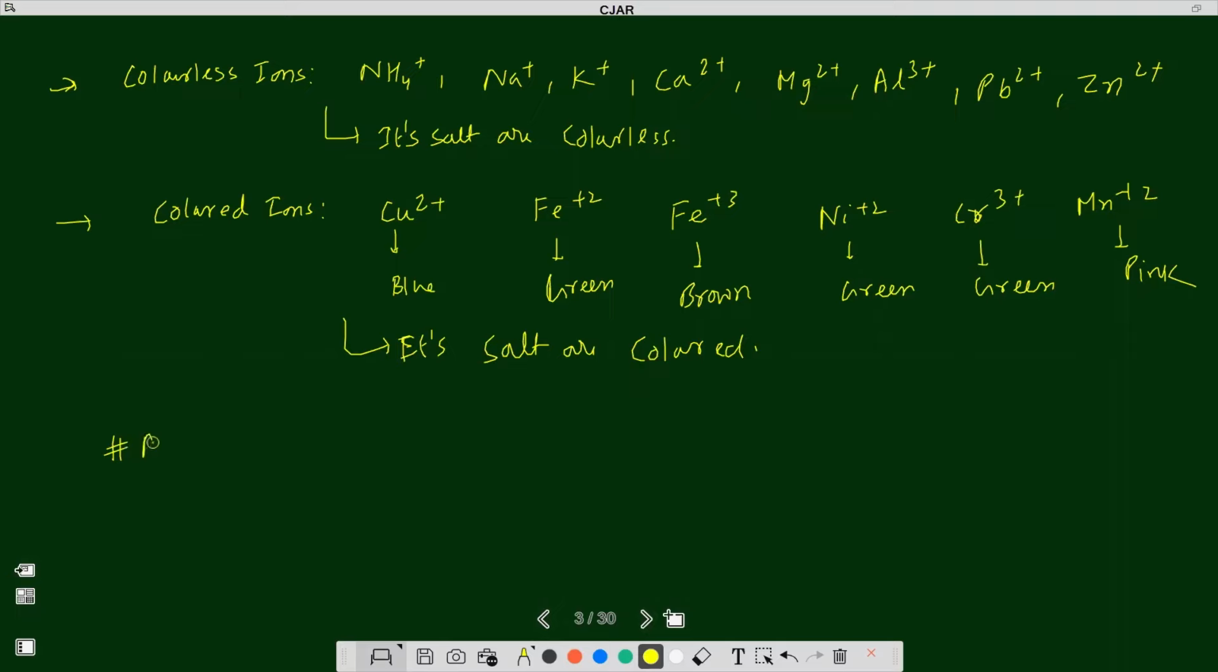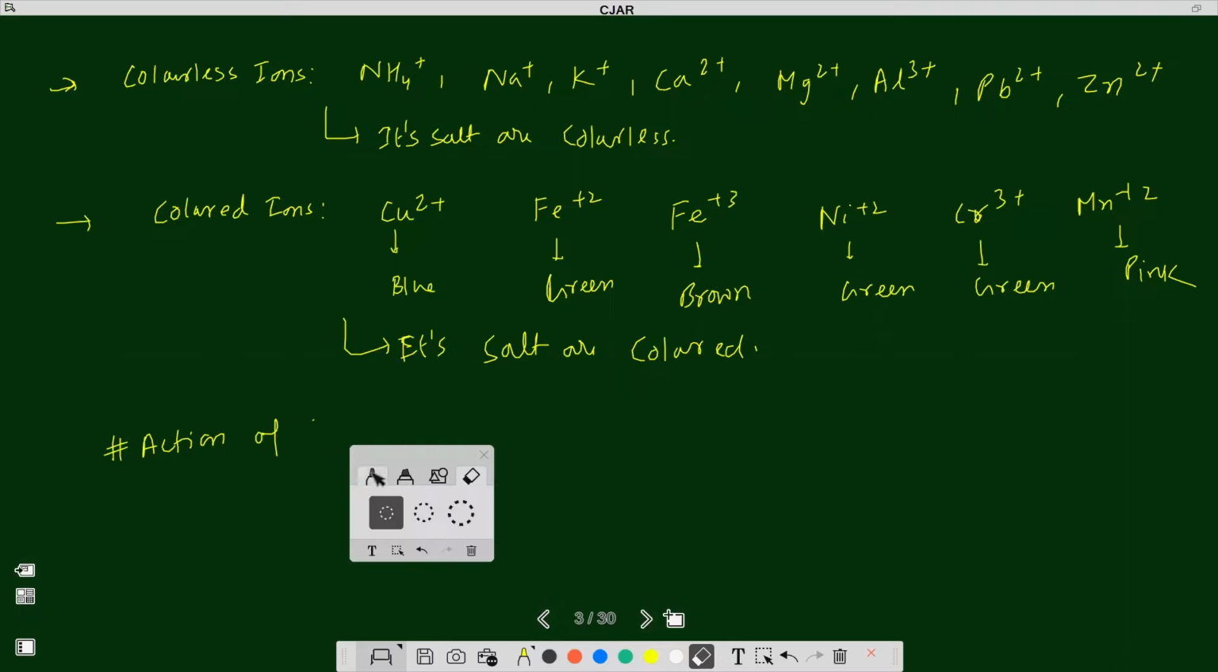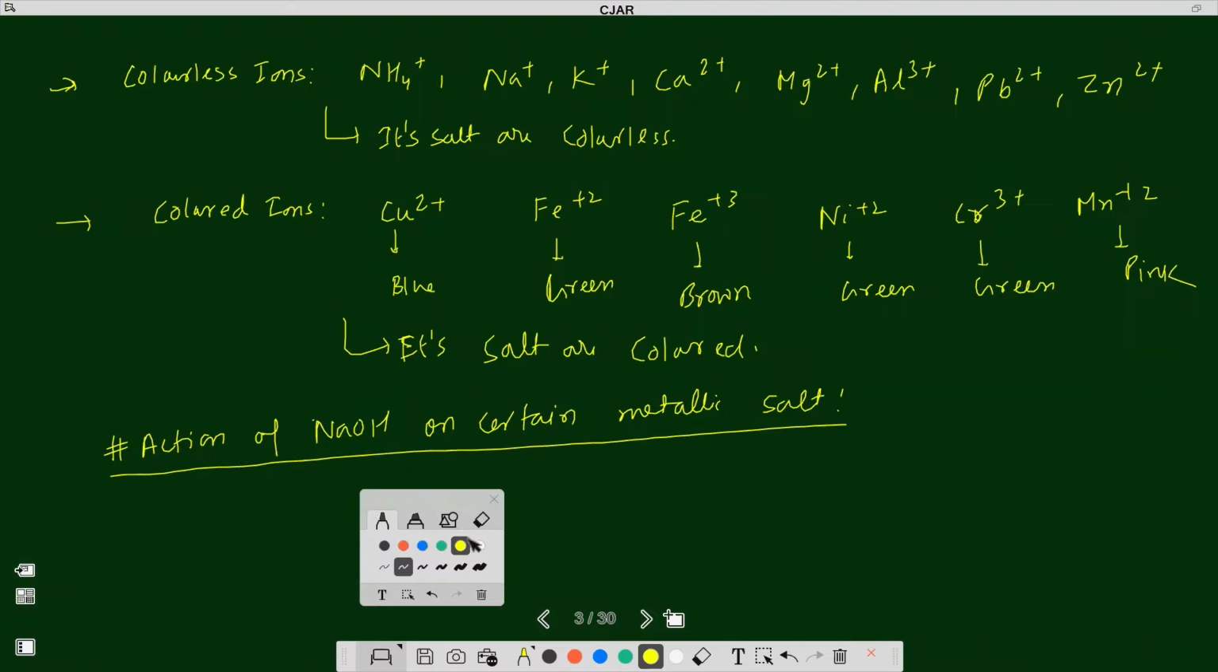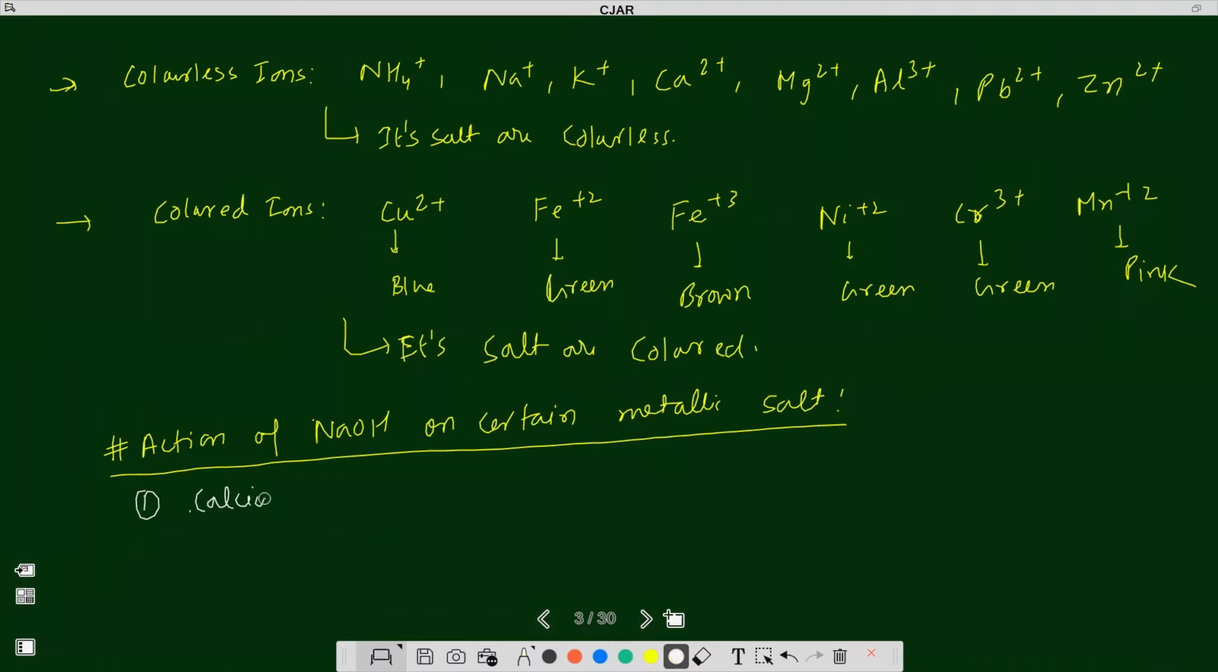Now, action of sodium hydroxide, that is NaOH, on certain metallic salts. If you add NaOH to certain salts, what will happen? First one is calcium salt. Suppose Ca(NO3)2, and we have added NaOH. Then ion exchange will occur. Calcium will combine with OH, NO3 will combine with Na. So it will form NaNO3 and calcium hydroxide.